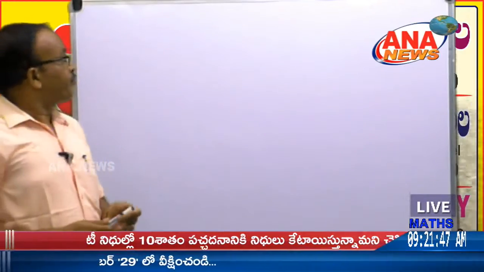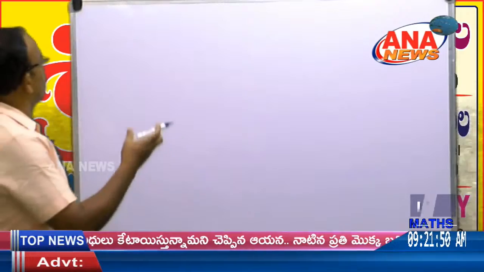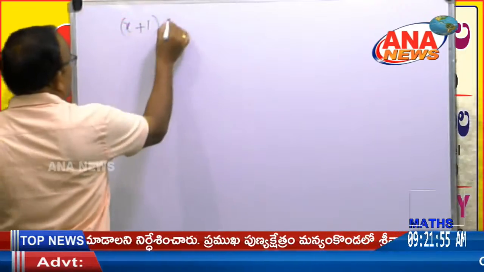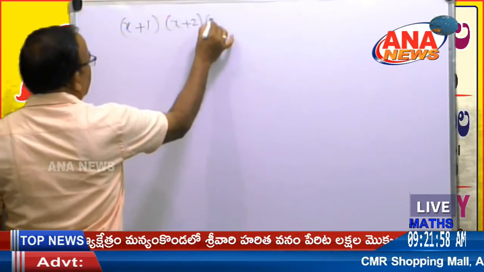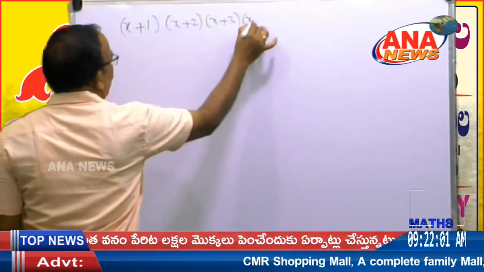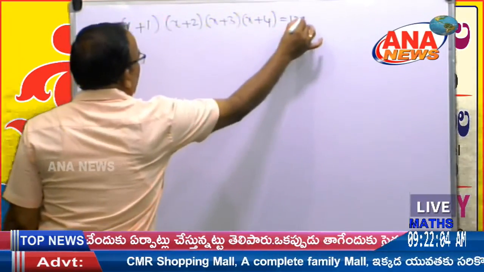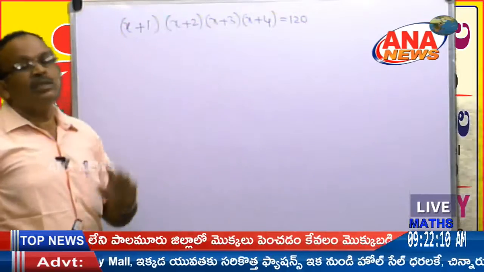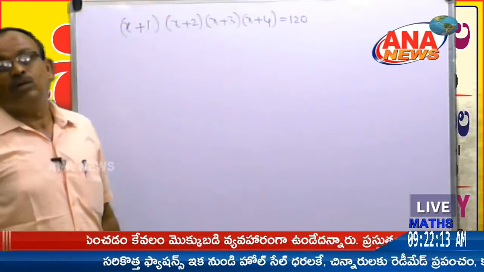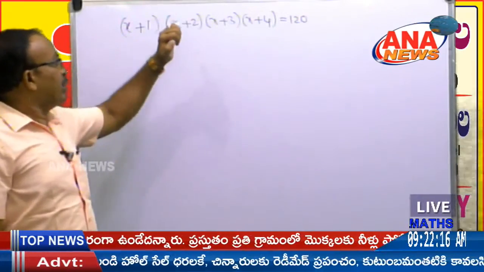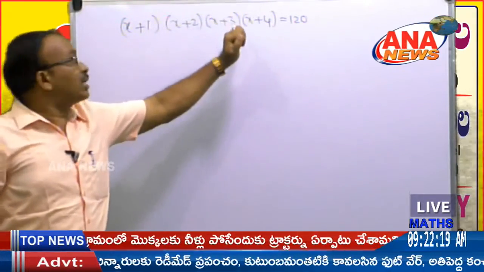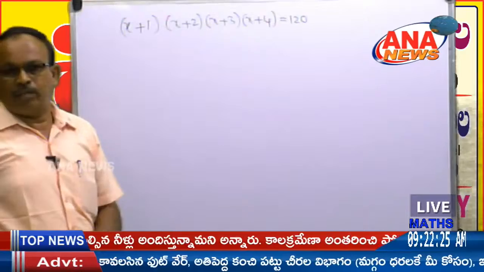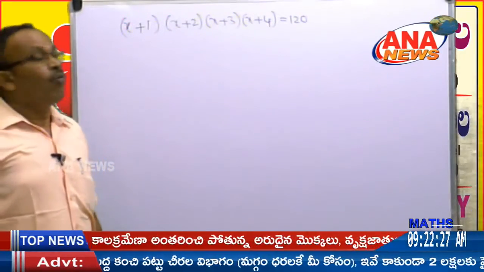Solve the equation: x plus 1 into x plus 2 into x plus 3 into x plus 4 is equal to 120. For what values of x is that true? The product of 4 values is equal to 120.